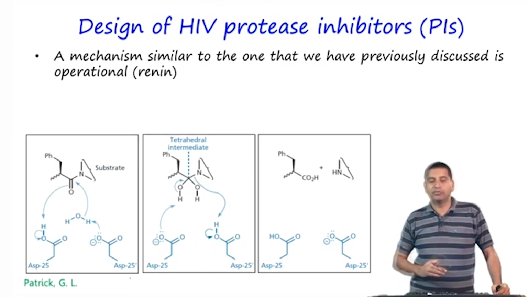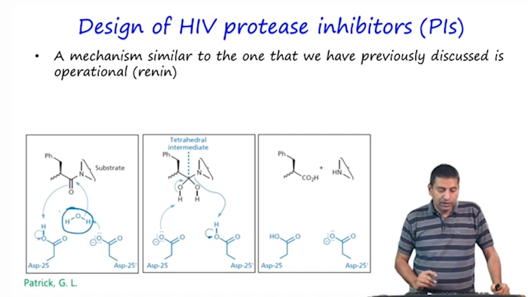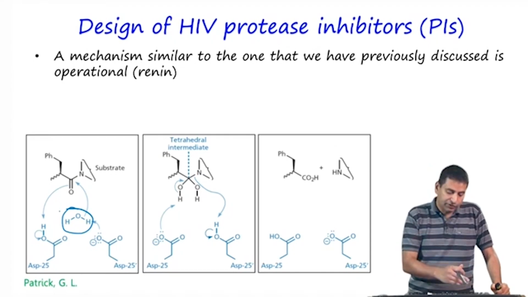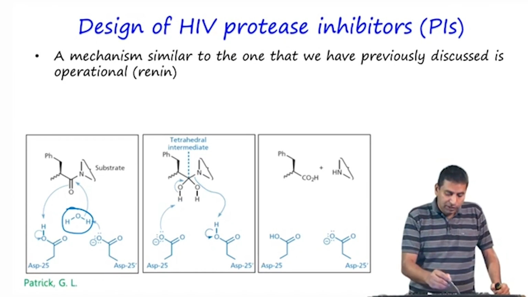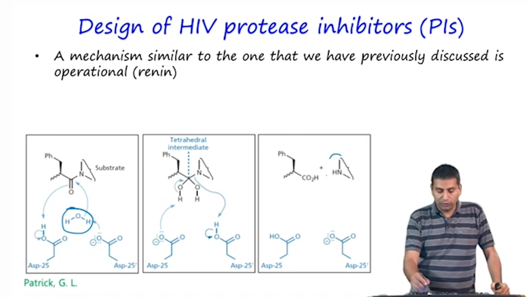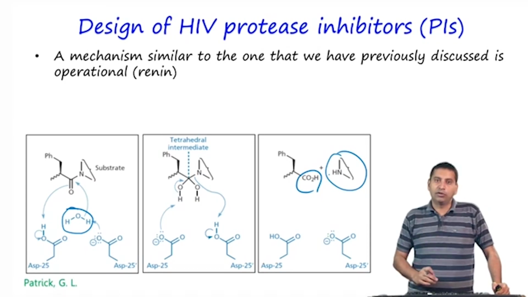So, here is the mechanism that we discussed previously for renin. Here is the bridging water molecule, and this water molecule is activated by the aspartate residue here, and with assistance from the aspartate, this water molecule attacks the amide bond and forms a tetrahedral intermediate, which then undergoes cleavage to produce an amine and a carboxylic acid. Therefore, this mechanism is what is operating in renin. A very similar mechanism is operational in HIV protease.